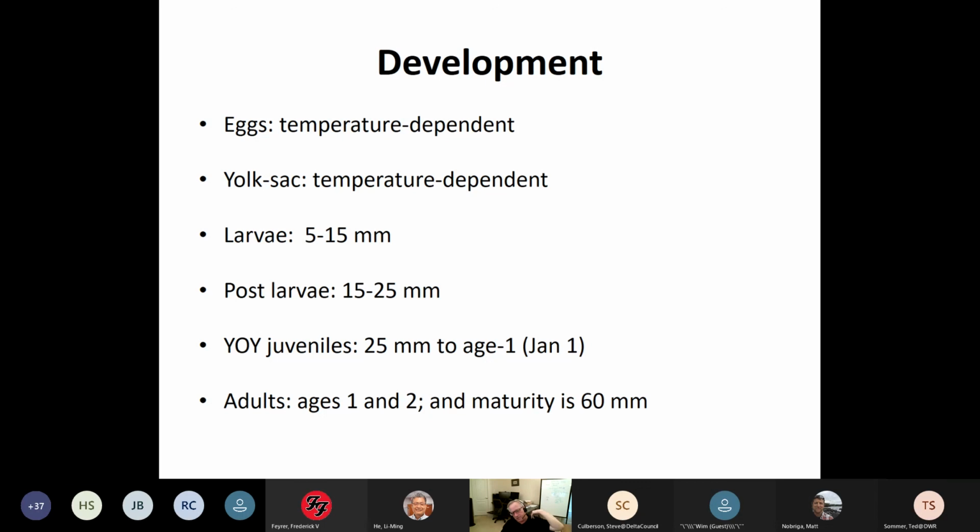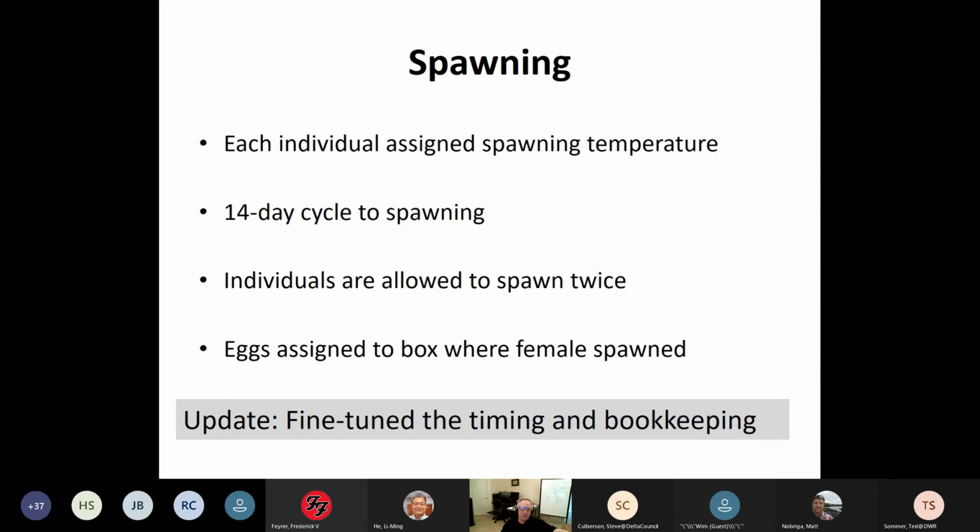We follow them for ages 1 and 2, and then maturity is either a step function or a logistic-looking function. Each individual experiences a temperature. We accumulate, and based on their weight they release eggs, which we accumulate on 14-day cycles and then inject into the model. Individuals, if they're happy and there's enough time and the environmental conditions, particularly temperature, allow, can spawn a second time. The eggs were where the females were. The update here was that we fine-tuned the timing in the bookkeeping.